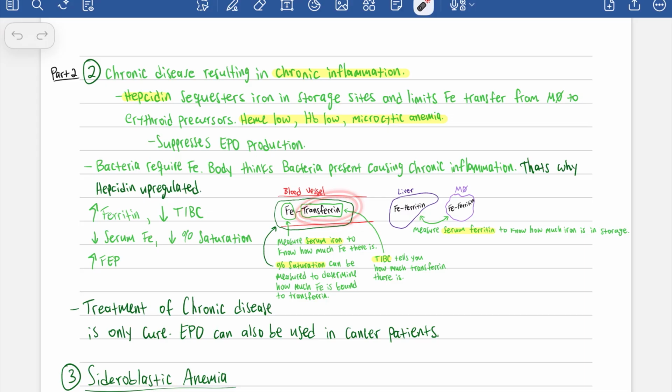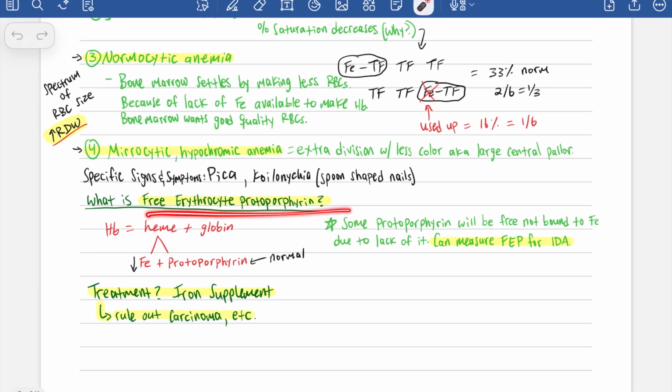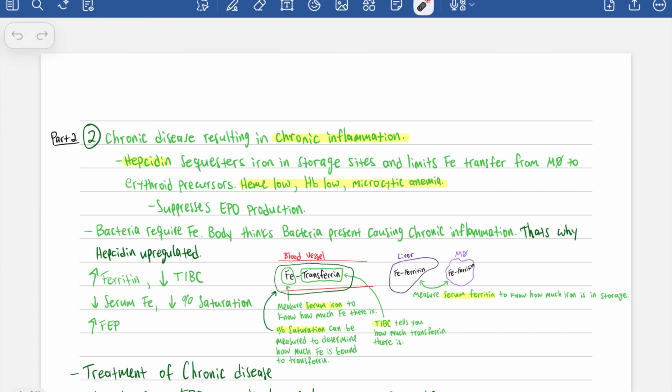And that is letting us know that there's less transferrin because we're not needing it to transfer iron because we're storing it. Our serum iron, of course, is going to be decreased because we're storing it more, so we're not going to find it in the blood at high levels. Our percent saturation is going to decrease because, again, this complex of iron and transferrin is going to be low, and our FEP is going to be elevated, which, if you remember, is the free erythrocyte protoporphyrin. So this is measuring our protoporphyrin. That is going to be elevated because we don't have enough iron to be bound to it because we're storing it all.